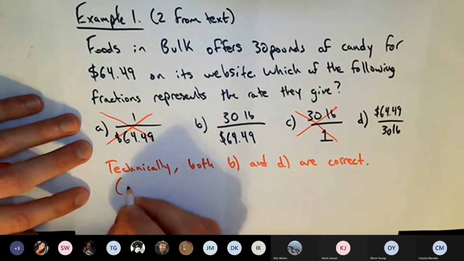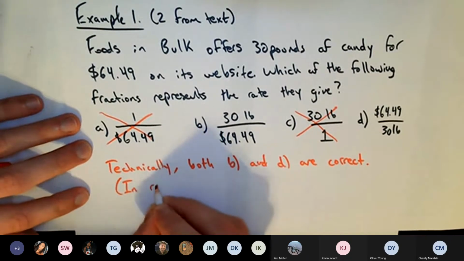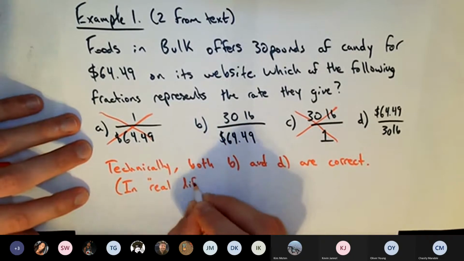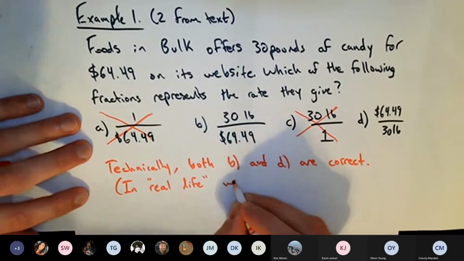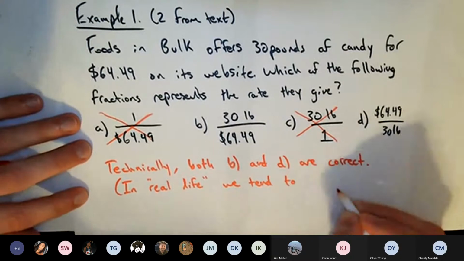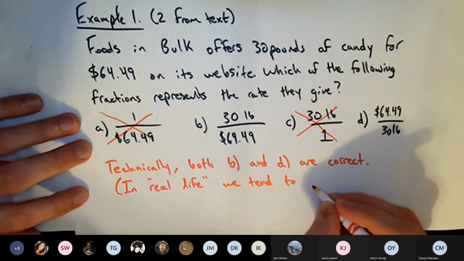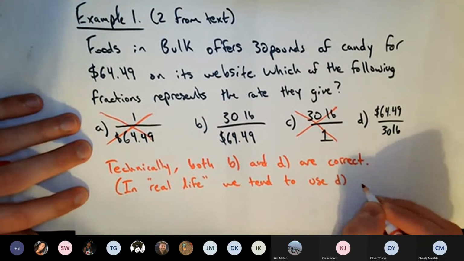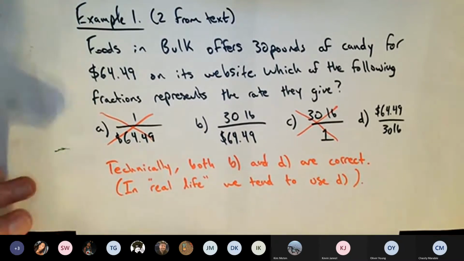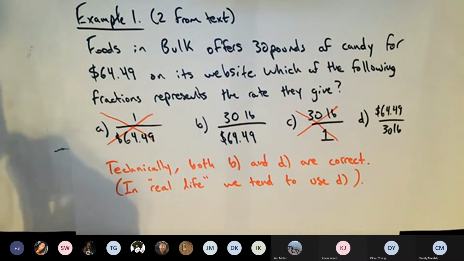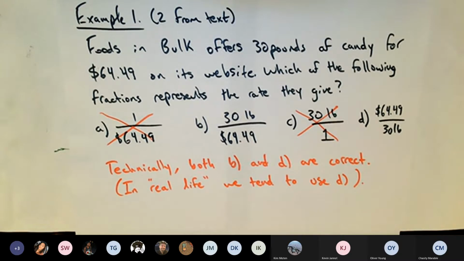I'll say in real life, though, we tend to use answer choice D. We tend to put the money over the pounds, or the money over whatever the other unit is. Okay.